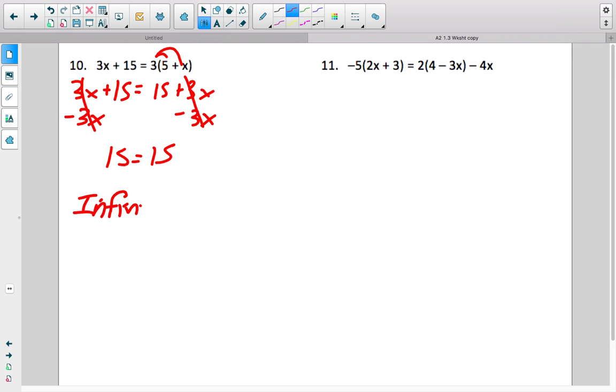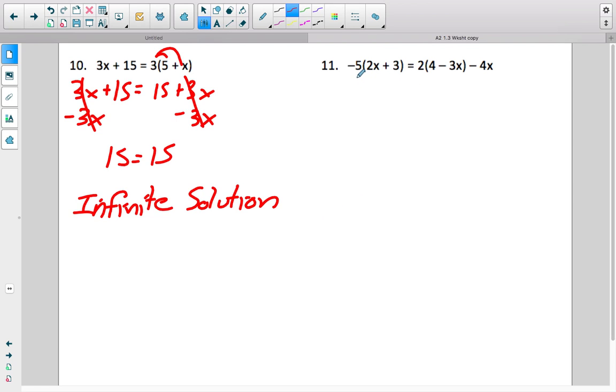If you take any real number, which means it could be an integer, or a fraction, or an irrational number like the square root of 17, when you plug that in for x, whatever you get when you take the square root of 17 times 3 and add 15, you will get the same thing over here. So that's a solution. Any number is a solution. And we're not going to list them all. We're just going to say that there's infinite solutions.